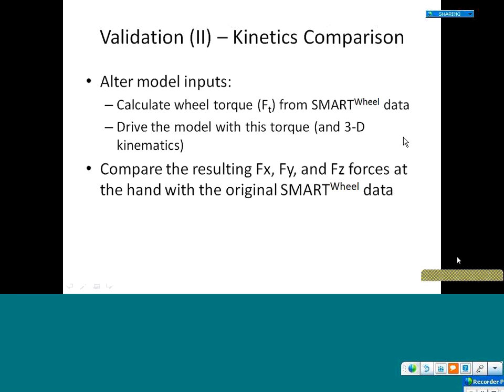Okay, so I had mentioned that we were going to talk about building the model, then we were going to talk about validating the model, and I mentioned that there were 2 ways that we were going to validate. One of them, we just talked about: comparing the muscle activity outputs between computational and experimental. This is going to talk about another means of model validation, kinetics comparison.